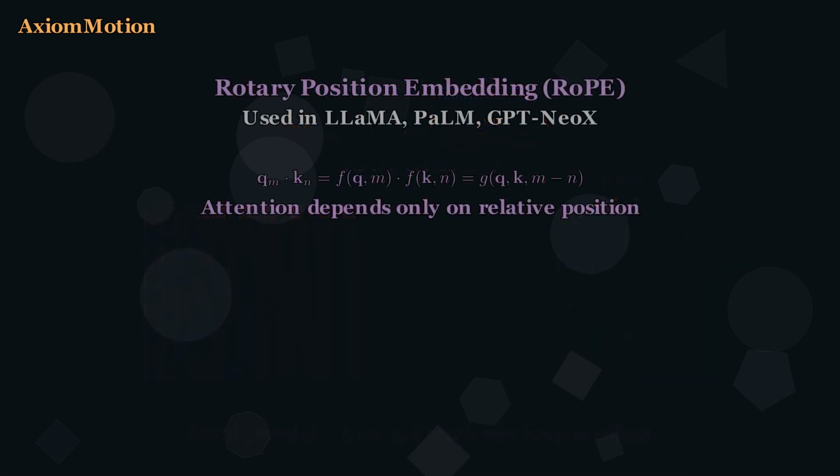The same idea goes further. Rotary position embedding, or RoPE, used in Llama, PaLM, and GPT-NeoX, literally rotates query and key vectors by position-dependent angles. The dot product then depends only on relative position. This is Euler's formula as architecture.